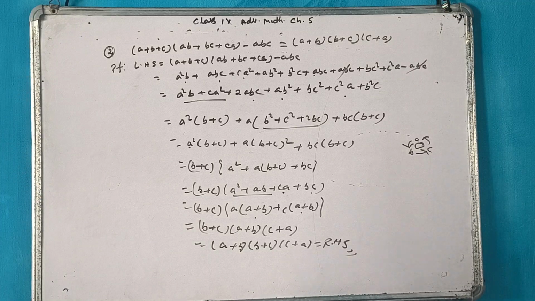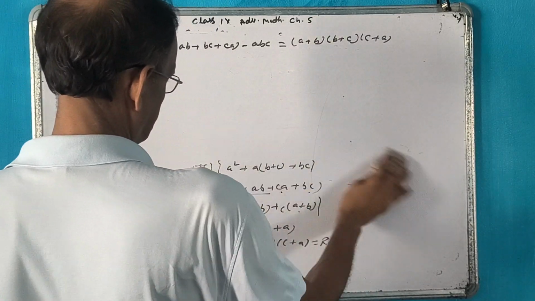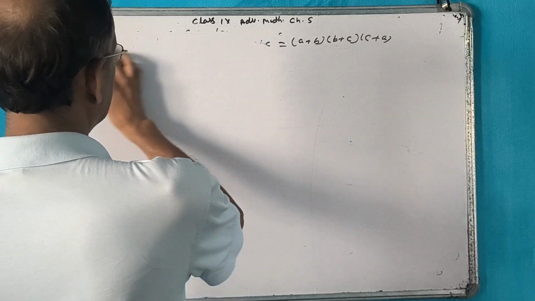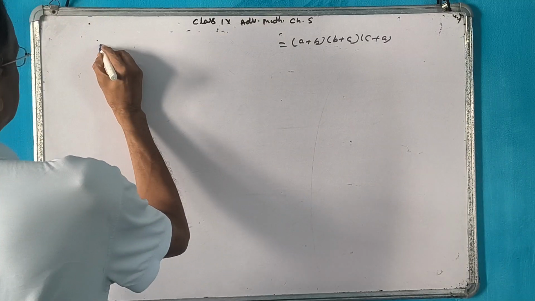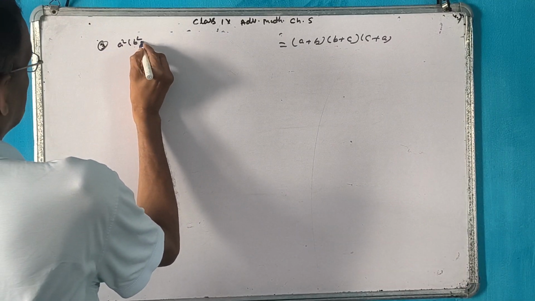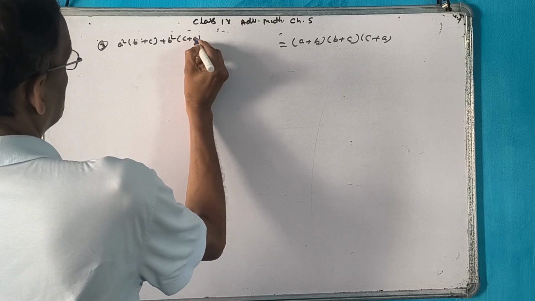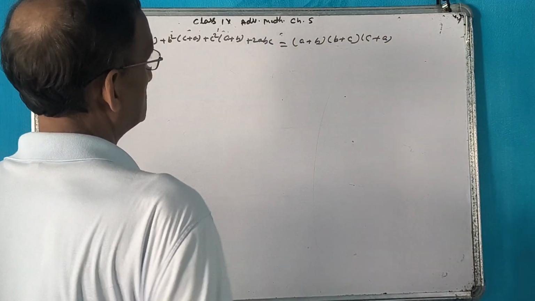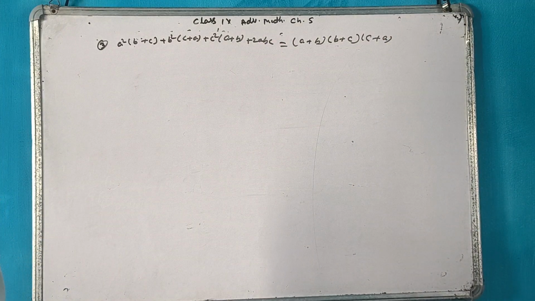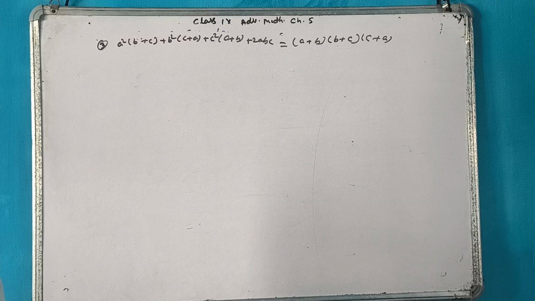Now number 3 we will go. Formula number 3 is A square into B plus C, plus B square into C plus A, plus C square into A plus B, plus twice ABC is equal to this only. The right hand side is the same, okay? We need to prove this one also.